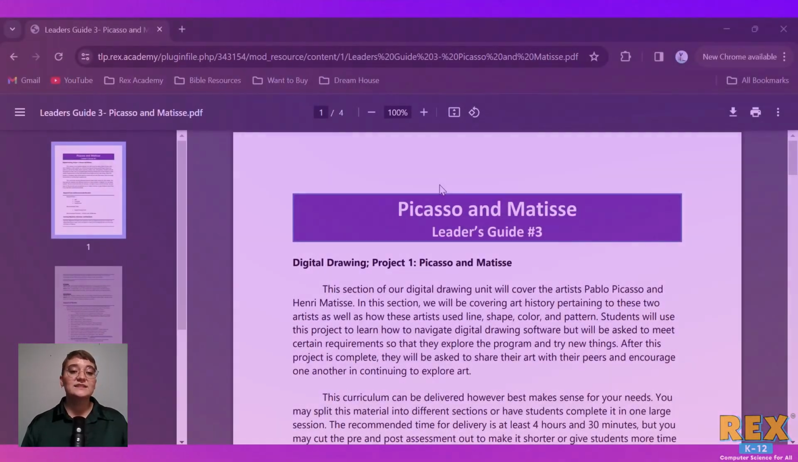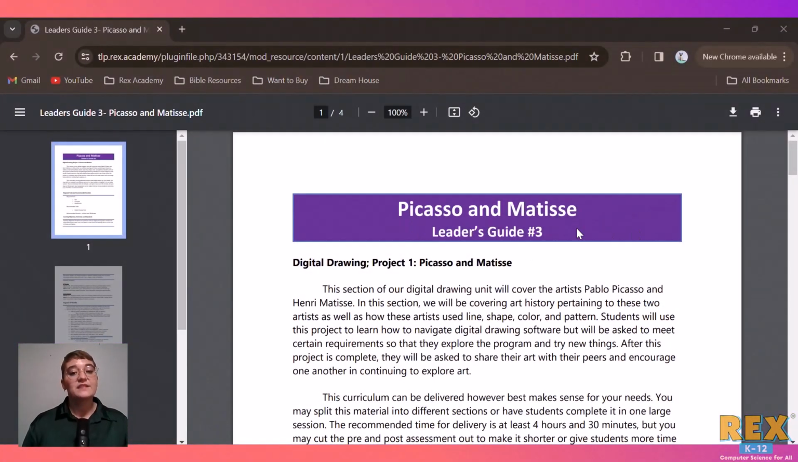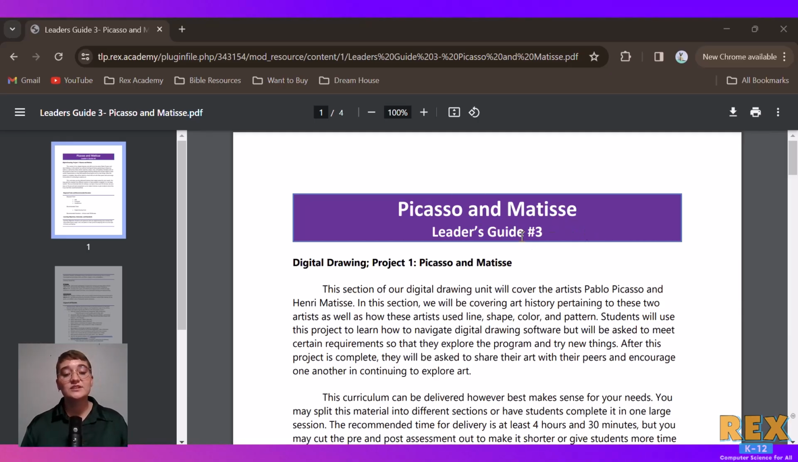Here you can see that this is one of your teacher's guides. This top banner will tell you a lot of information, such as the number of teacher's guide that this is, the lesson that it corresponds to as well. The next section will also have the name of the unit, followed by the project number and name.